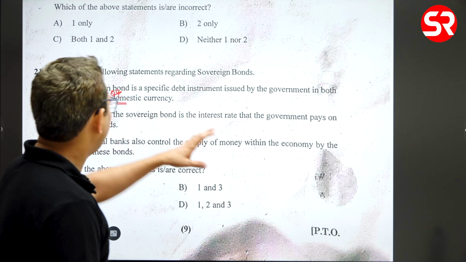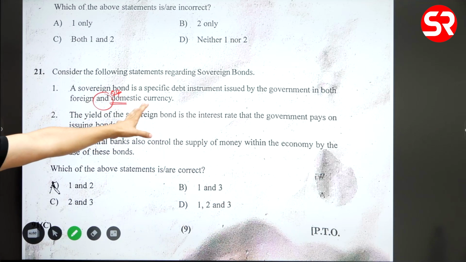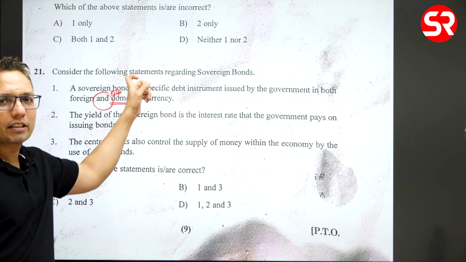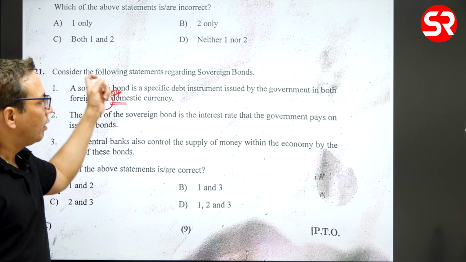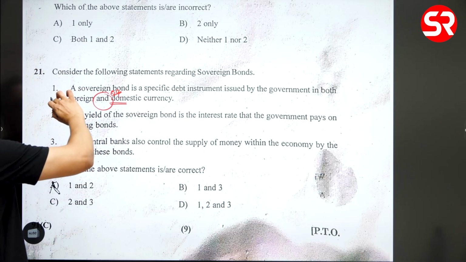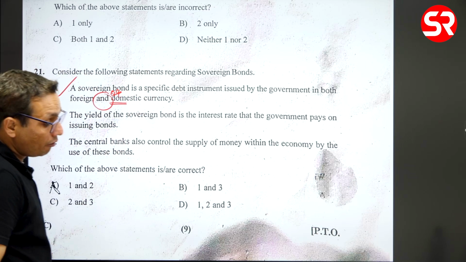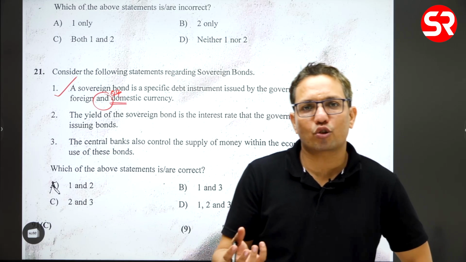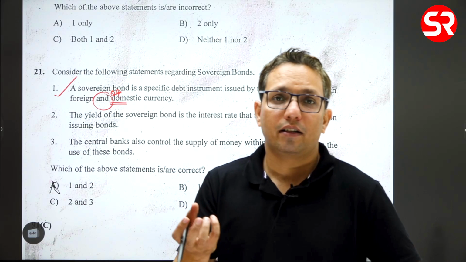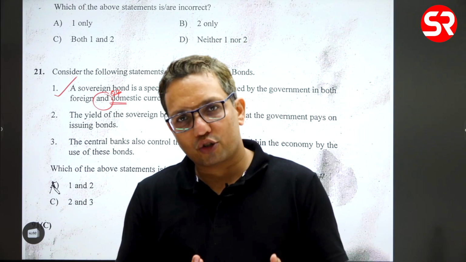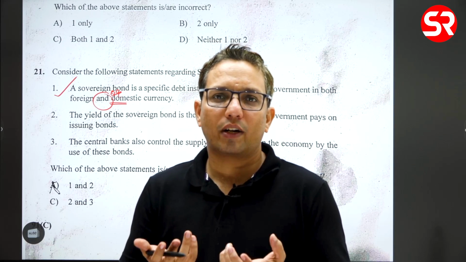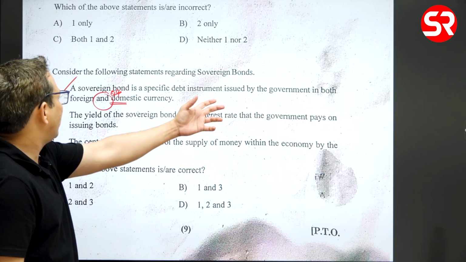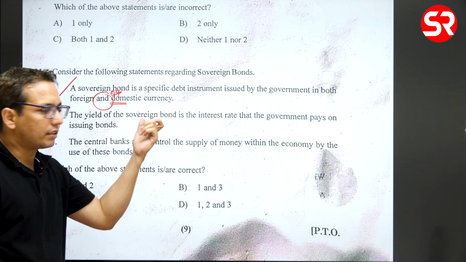All right, so I would say a sovereign bond is a specific debt instrument issued by the government in both foreign and domestic currency. The statement should be worded slightly differently, but even so, I would take this statement as correct, because what is a sovereign bond? It is a debt instrument. Sovereign means independent. A sovereign bond is a debt instrument issued by the government of a country to get financial resources. And it can be issued in both domestic as well as foreign currency.